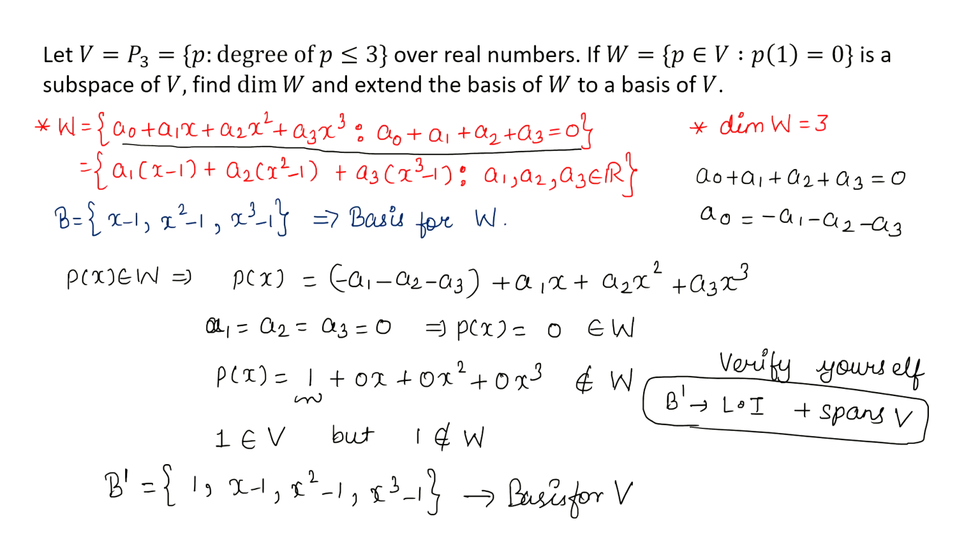So first we have to find a basis for the subspace, and then we have to find an element which is not present in the subspace, and then just include that element and we are done. Just keep in mind that the property of being linearly independent is intact while doing all these things.